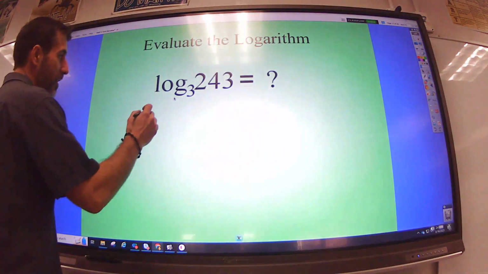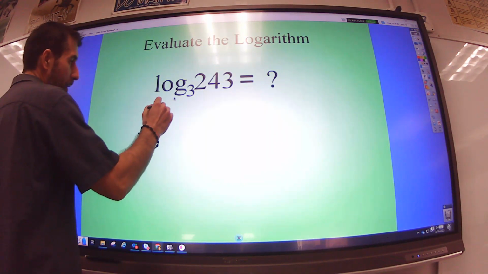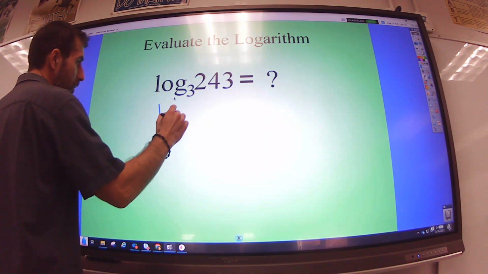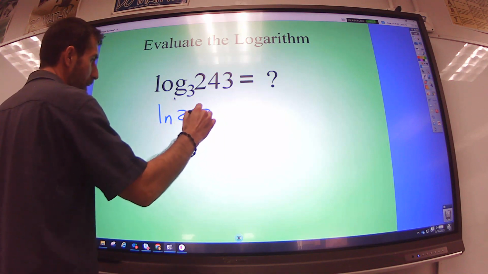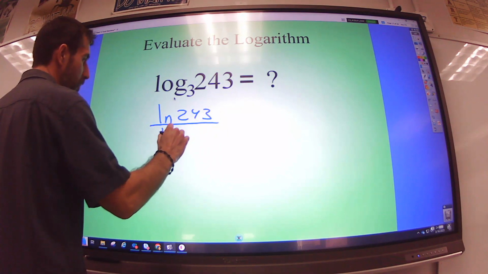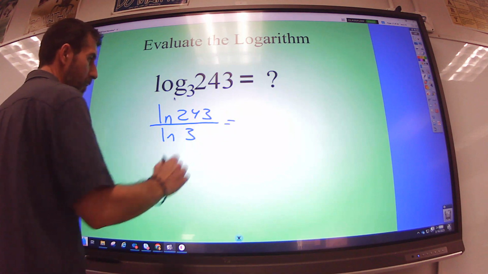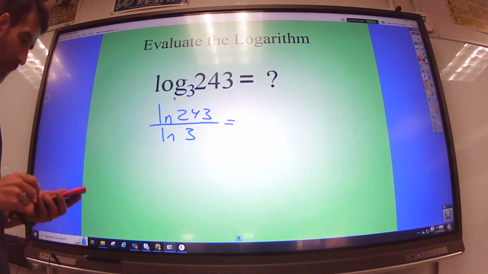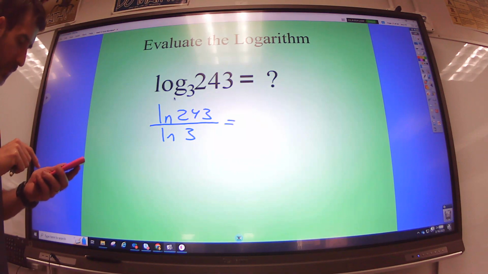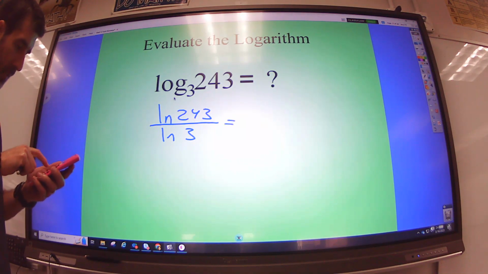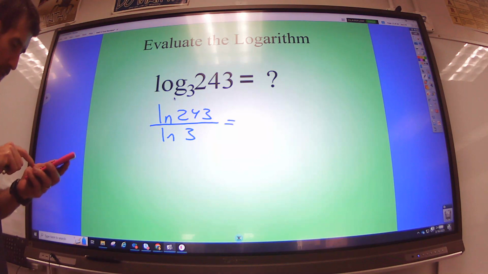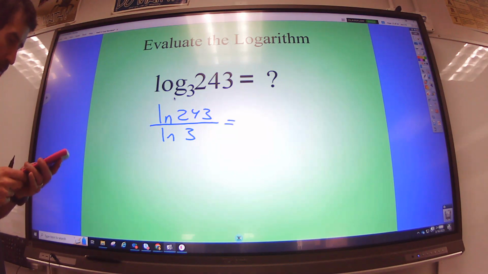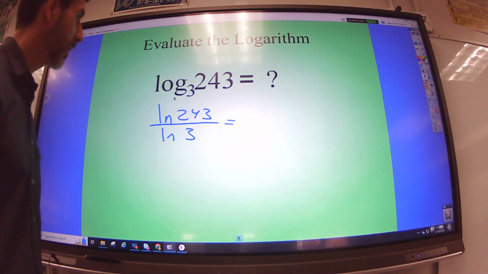If you do log 243 over log 3, you'll get the same answer. It's just a different base. Natural log 243 divided by natural log 3. And I get, what'd you guys get? Did you guys get 5? That's all you've got to do. So when it says evaluate, it means solve. When I ask you to evaluate, it means solve. Next question.